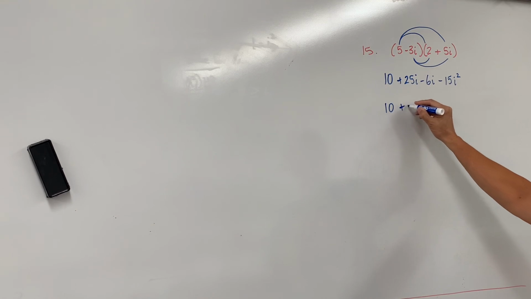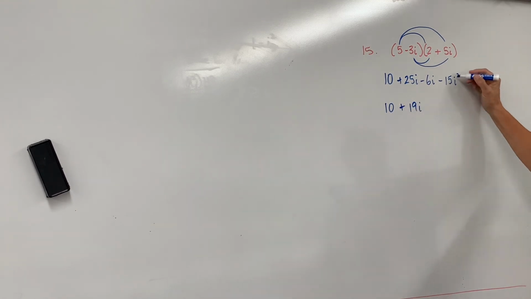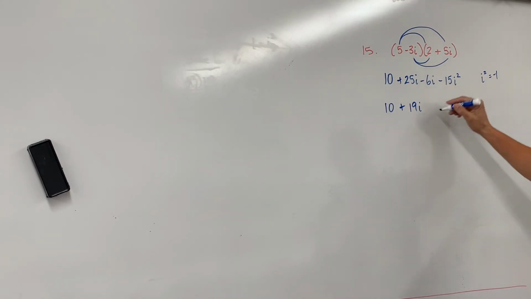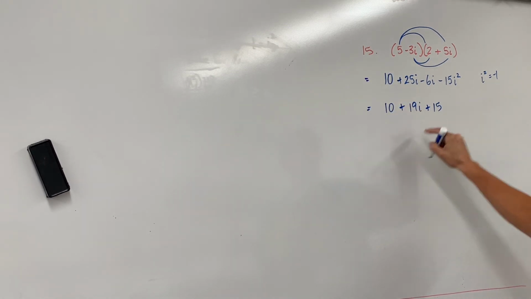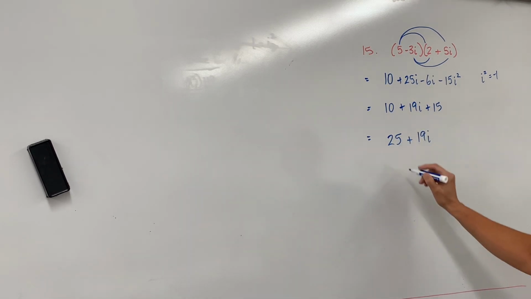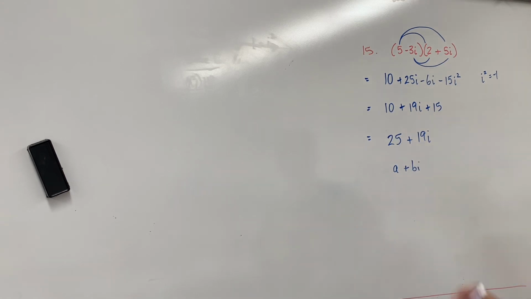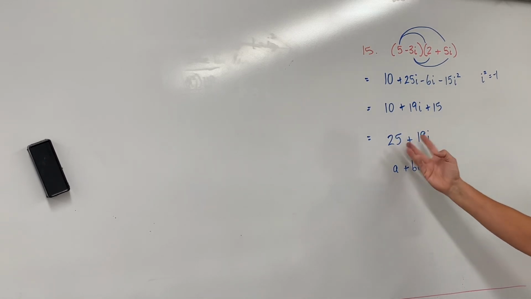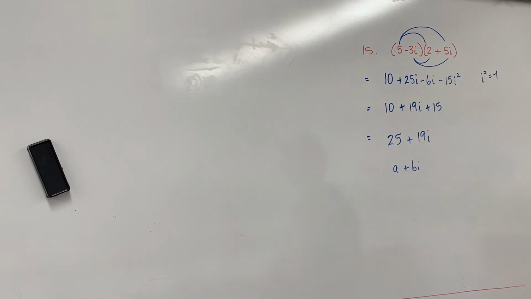All right, so 25i minus 6i is 19i. And remember, i squared is negative 1. So negative 1 times negative 15 would be positive 15. Then I can combine the 10 and the 15 to get 25 plus 19i. Remember that they want your answer in this format, a plus bi, which means the real part needs to be first, and then the imaginary part needs to be second. So if I type it in as 19i plus 25, it will mark it wrong because that's not the format that they're wanting. All right, that's it for these.